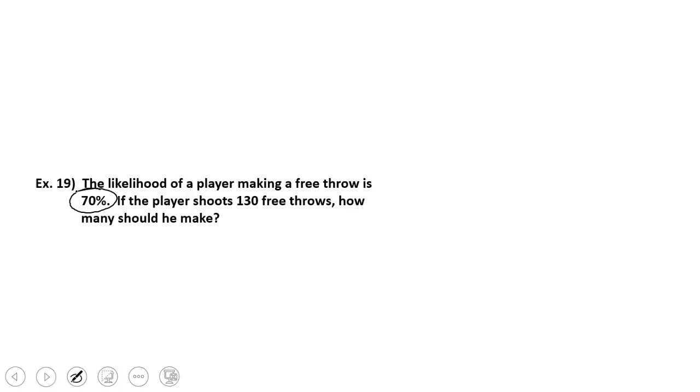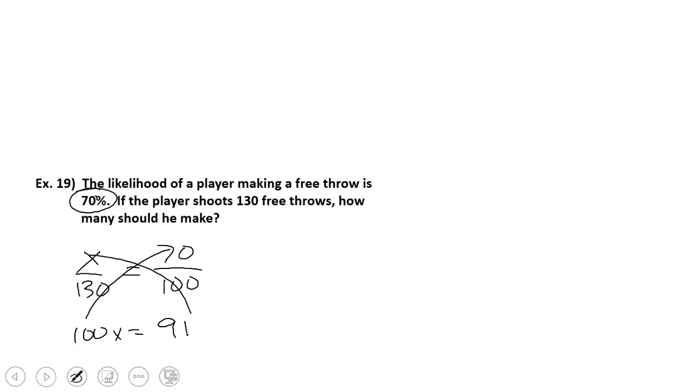Well, you can use a percent proportion on this one, because if you're going 70%, you know that's 70 out of 100. You know there's 100 of the 130. So how many out of 130 is 70%? You can do your cross products, and you can get 100x equals 9100. Dividing by 100, x equals 91. So that means you can expect, or the likelihood is, to make 91 out of 130.